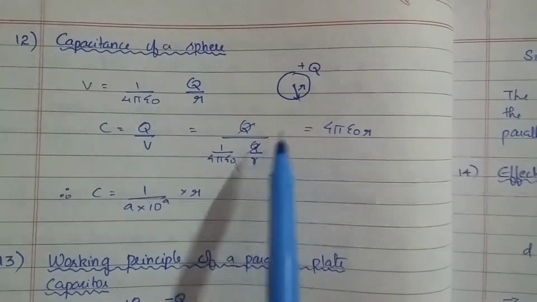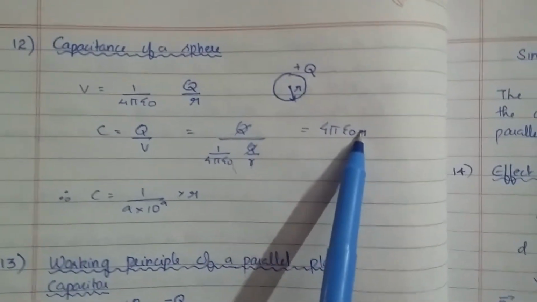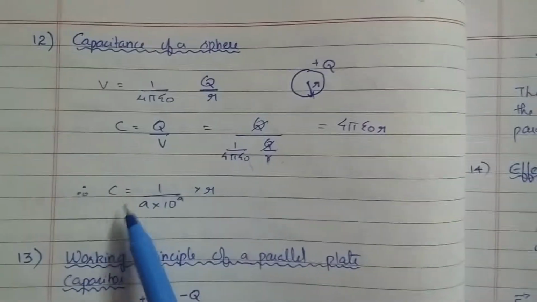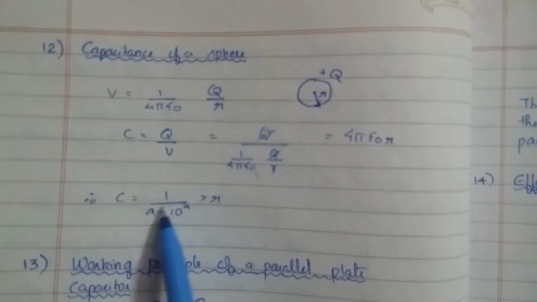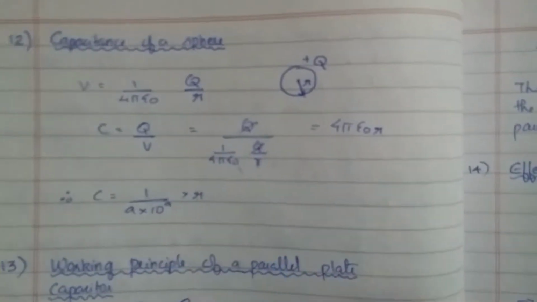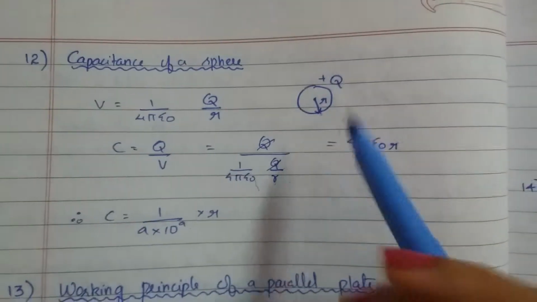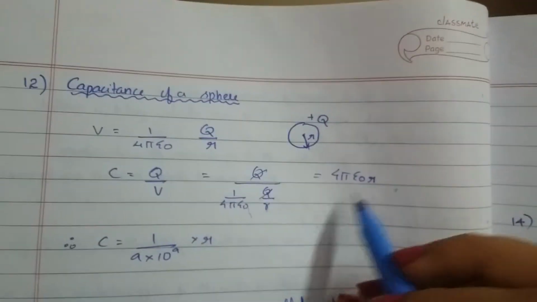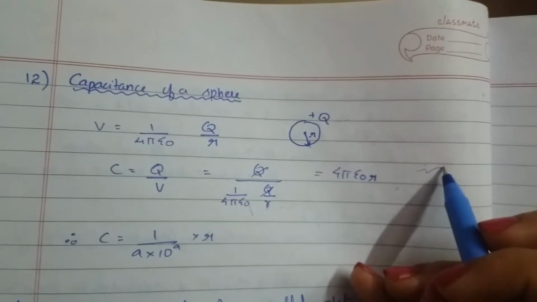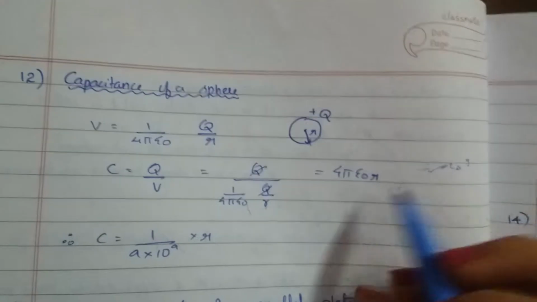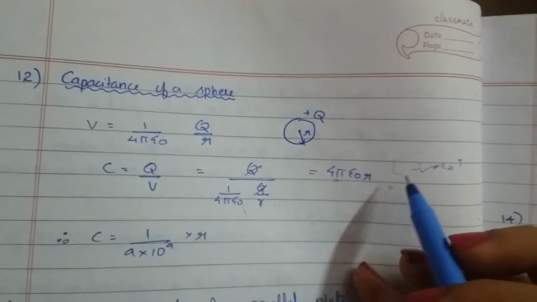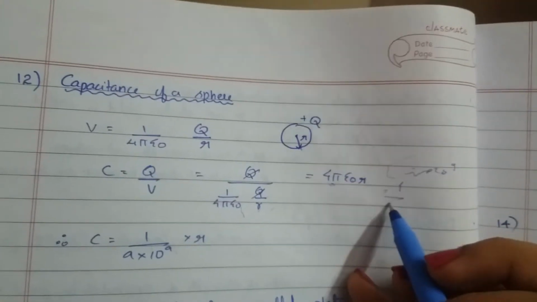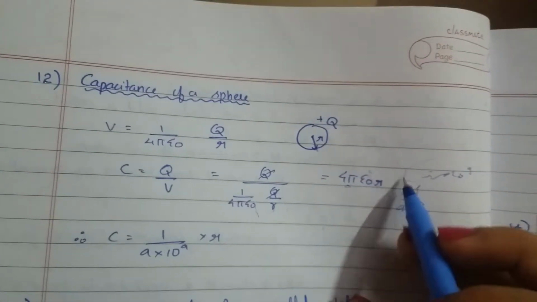Now Q and Q get cancelled, and the answer will be 4 pi epsilon 0 R. Therefore, the capacitance of a sphere is equal to 1 by 9 into 10 raised to 9 into R. Why is it 1 by 9 into 10 raised to 9? Because 1 by 4 pi epsilon 0 is equal to 9 into 10 raised to 9, so 4 pi epsilon 0 will be the reverse of this.